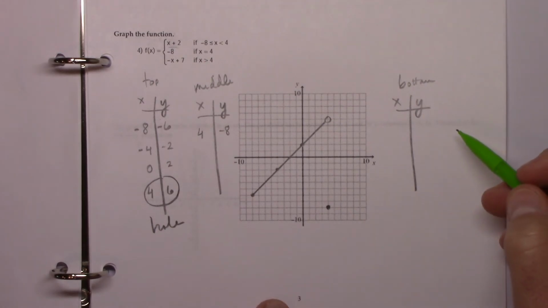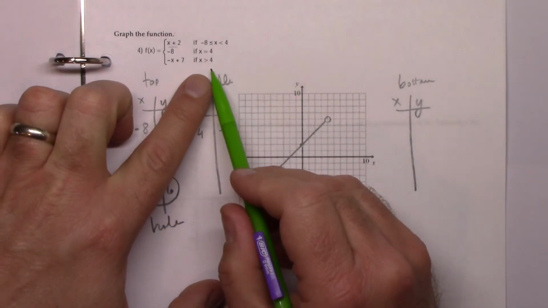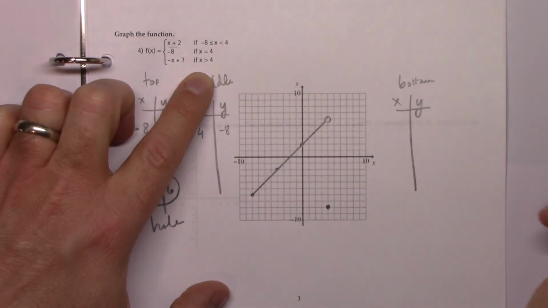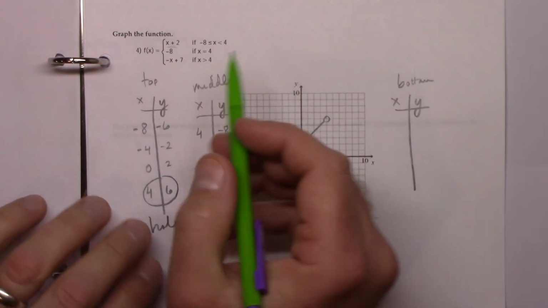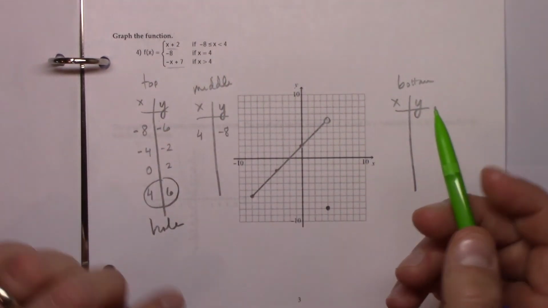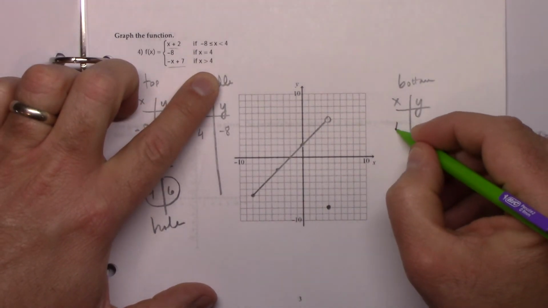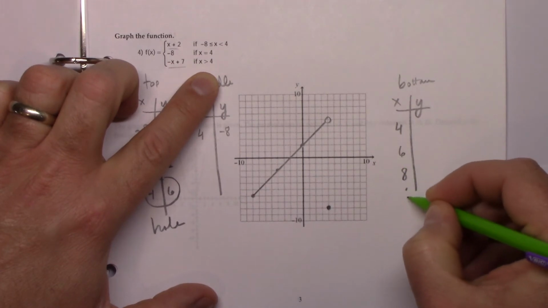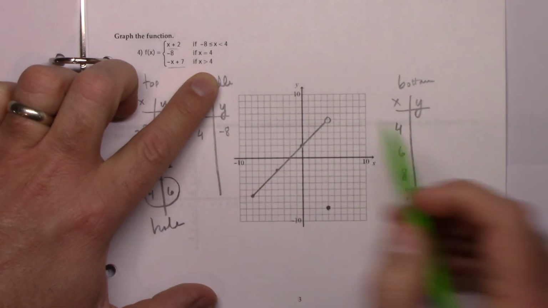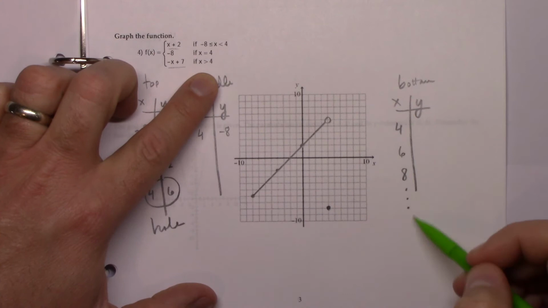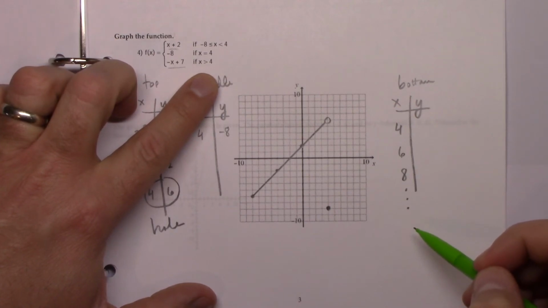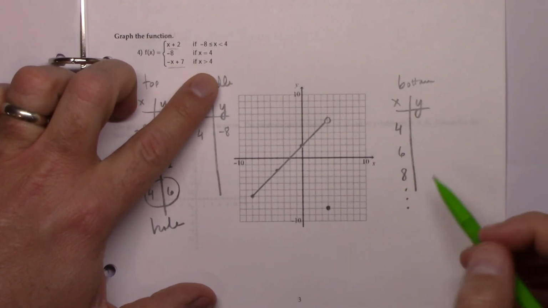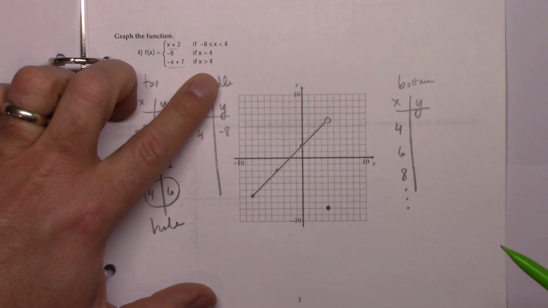Finally, we have the bottom piece of the function. This is used anytime x is greater than 4. Again, you don't need a ton of points because this is a linear function. It's a straight line. So let's go ahead and start with 4. You could then check any x values that are bigger. Now this one does not have an upper limit, so that's why I put the dot, dot, dot, just to remind myself or to show that that's going to continue on indefinitely.